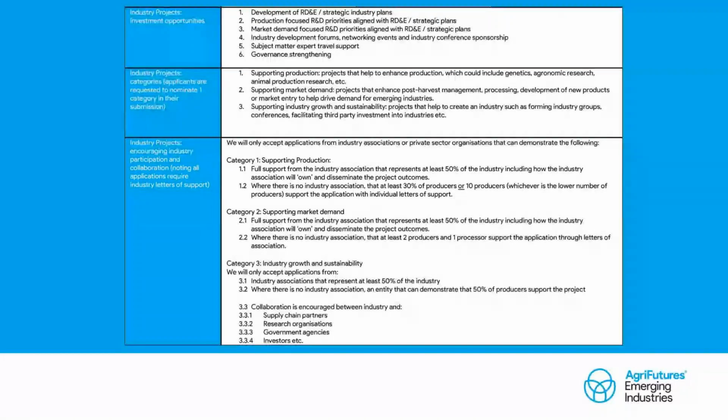Supporting market demand is the same. We need industry associations involved, but again, if there's no industry associations, then at least we need 2 producers and 1 processor supporting the application through those letters of support. And then for industry growth and sustainability type projects, we need the industry associations, and that has to be there. But it could be another grouping. If you don't have a formal association, as long as there's a grouping that can demonstrate that they've got the backing of the majority of producers, then we can look at those applications.